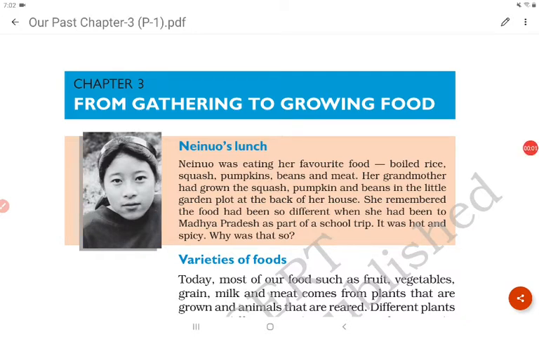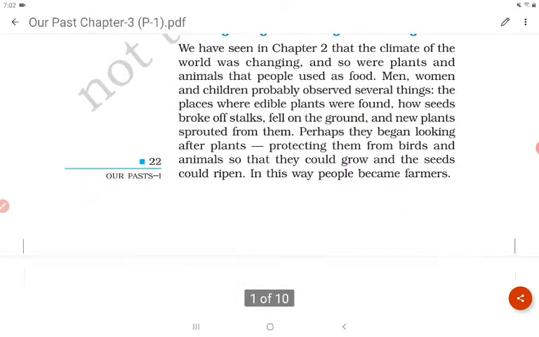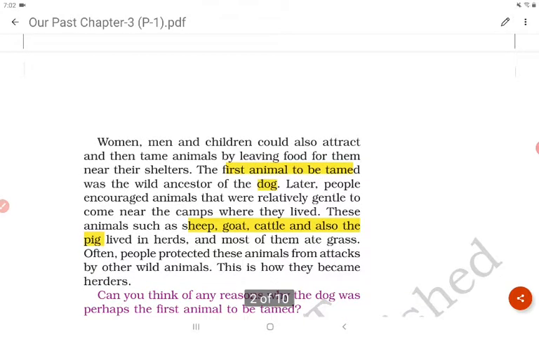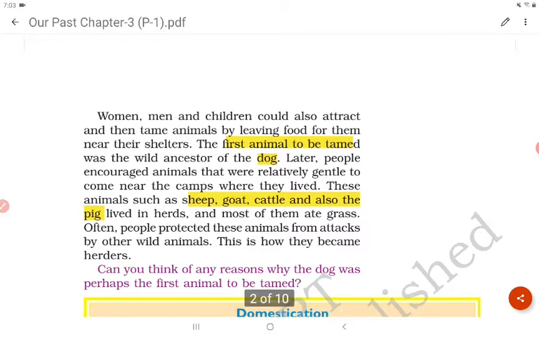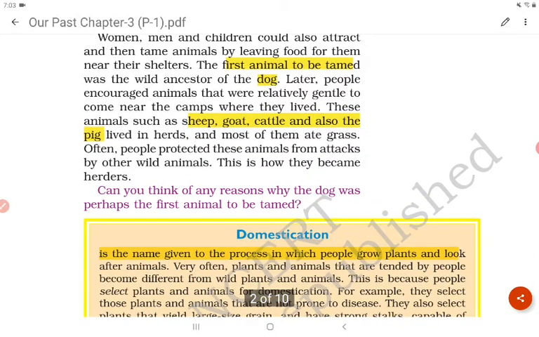Hi guys, before we start chapter number 4, let's recall what we learned in chapter number 3. So the first animal to be tamed was the wild ancestor of the dog, and later people encouraged animals that were relatively gentle to come near the camps where they lived. These animals such as sheep, goat, cattle and also the pig lived in herds, and most of them ate grass.